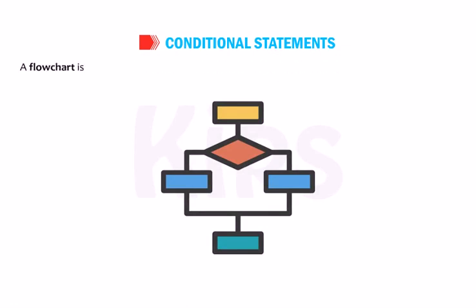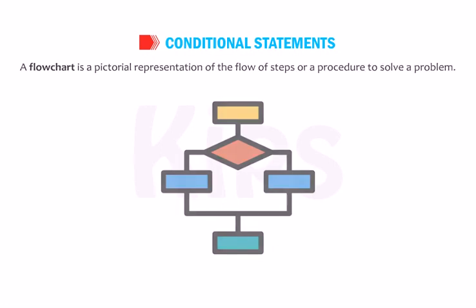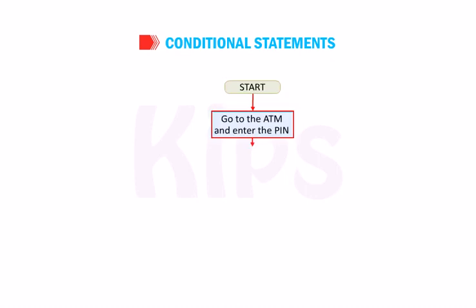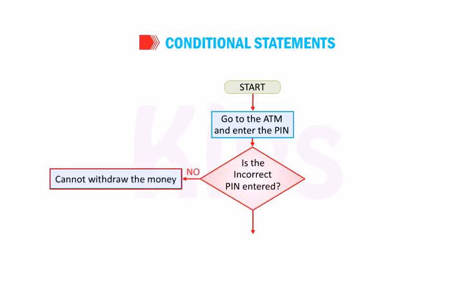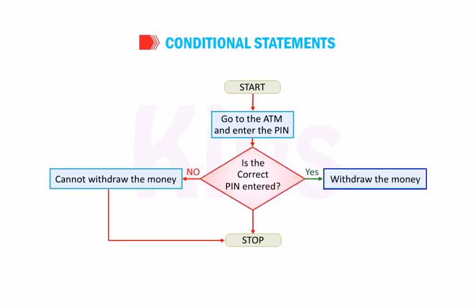A flow chart is a pictorial representation of the flow of steps or a procedure to solve a problem. Start. Go to the ATM and enter the PIN. Is the incorrect PIN entered? No. Cannot withdraw the money. Stop. Is the correct PIN entered? Yes. Withdraw the money. Stop.